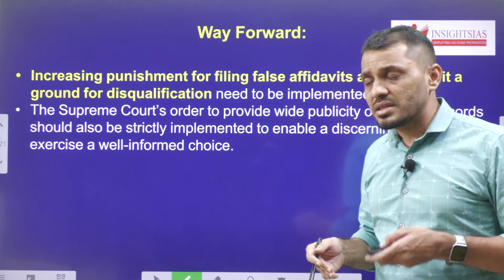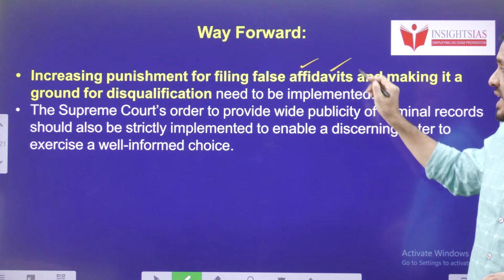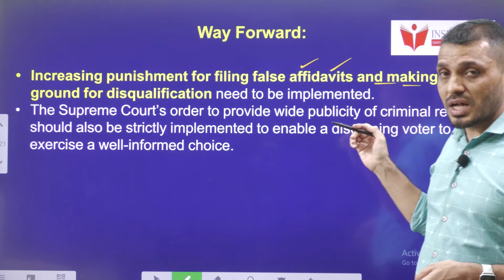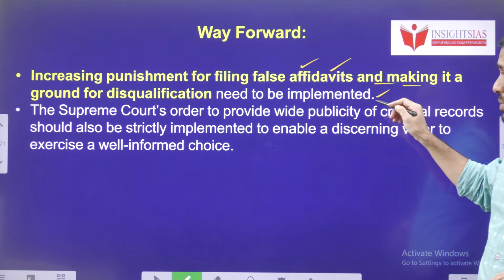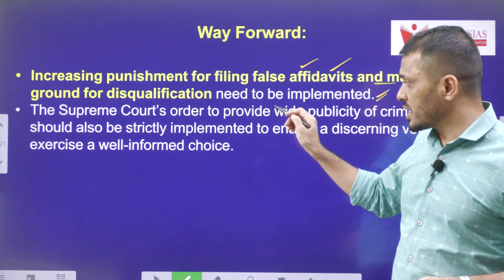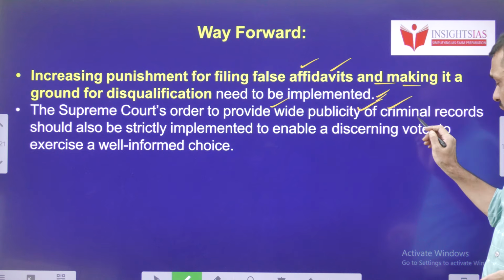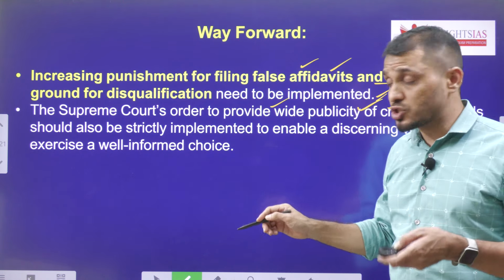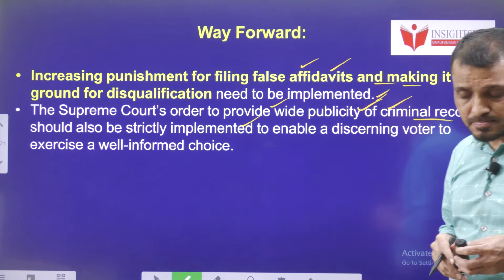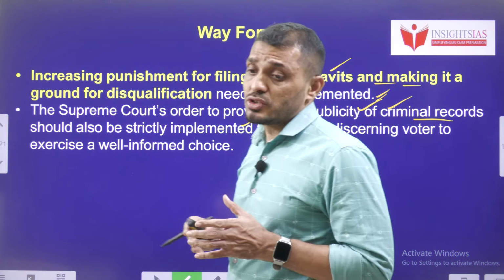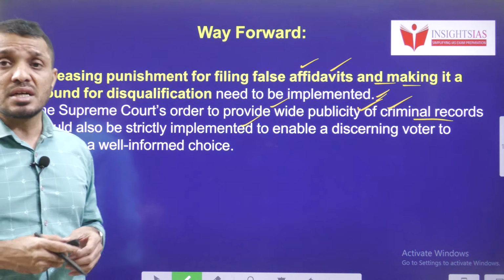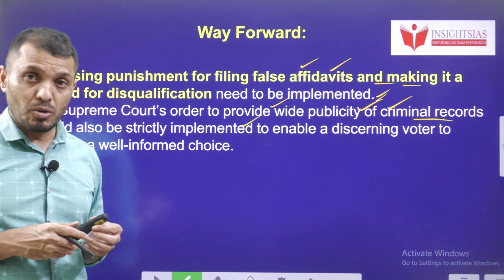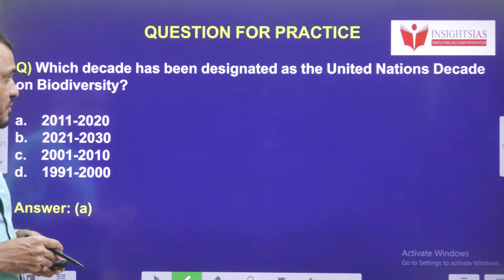What is the way forward? Increasing the punishment for filing false affidavits, and making it a ground for disqualification, needs to be implemented. And the Supreme Court order to provide wide publicity of criminal records should also be strictly implemented. And we should appreciate the Supreme Court's balancing act between the privacy of the candidate and the right to information of the voters. This is regarding the way forward.